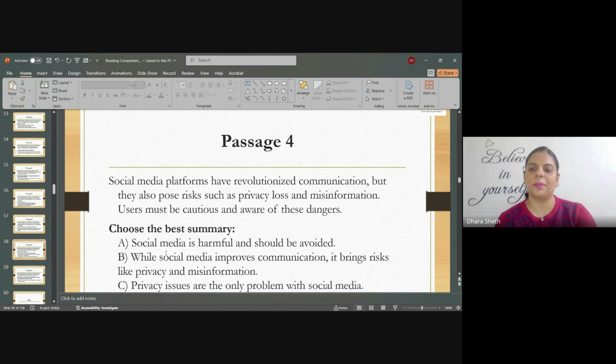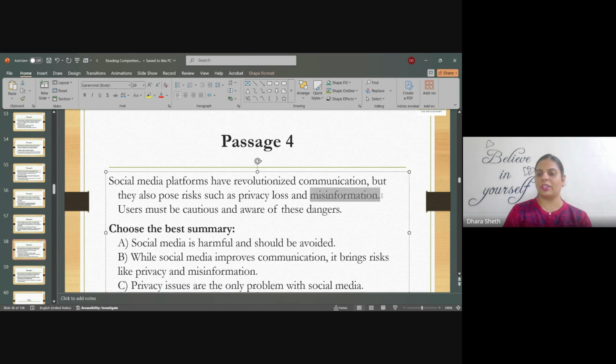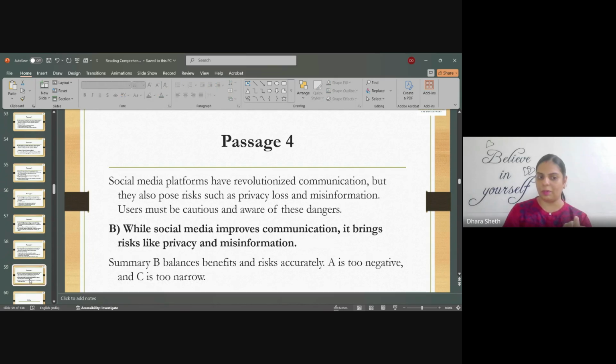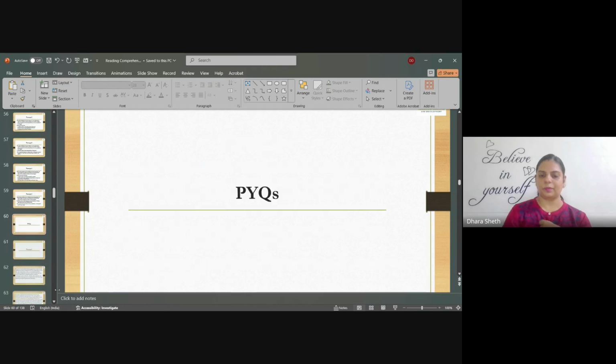Okay, A says that it is harmful and should be avoided, but here it says that the user has to be cautious; it does not talk about avoiding. And C is talking just about privacy issues, but there's another thing mentioned here called misinformation that is not included, and it says only problem, so that is again a problem.